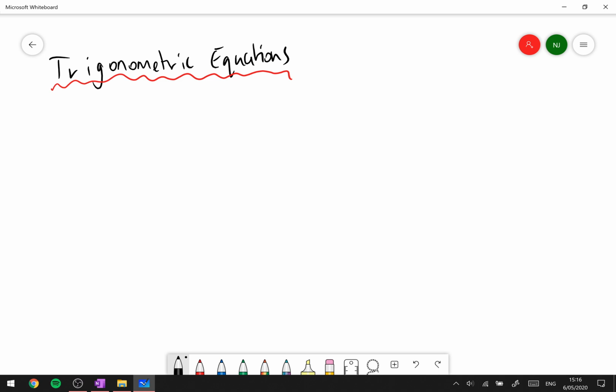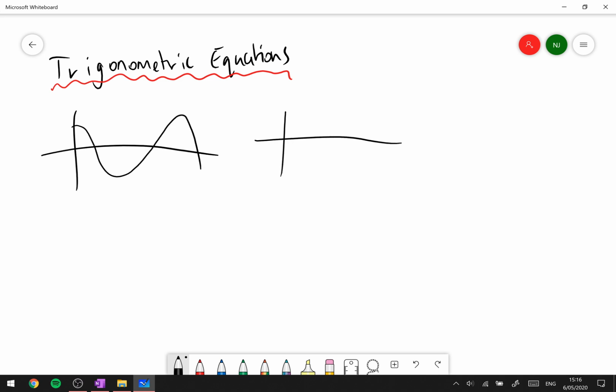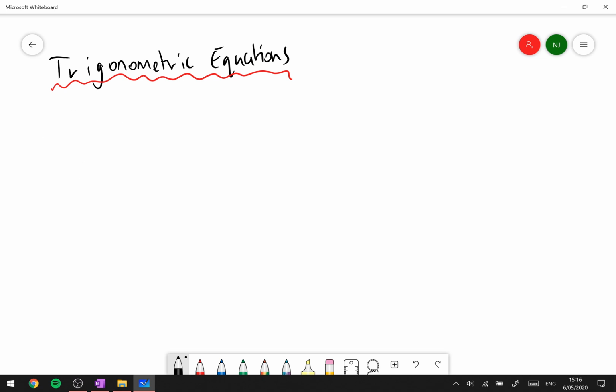Remembering that a cos graph looks like this, and a sine graph looks like this, and which domain we're in, and then doing your tan, cotan, secant, all that jazz.